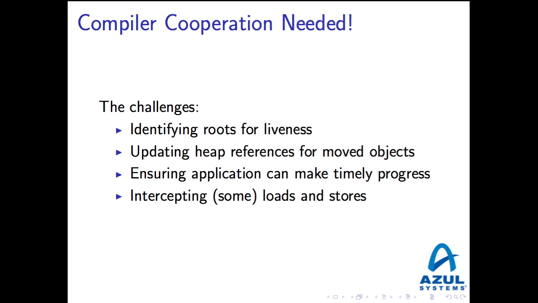First, we simply need to be able to identify the roots for that liveness search in the compiled code. Secondly, if the GC decides to go ahead and move one of those objects, we need to make sure that the compiled code can see that move and not access the old location of that object. Third, we'll need to ensure that the compiled code and the GC can synchronize on a regular basis so that both can make timely progress. And then finally, we'll need to intercept some loads and stores to perform GC-specific actions at the time of the load or at the time of the store. I want to note that last point is the topic of load and store barriers. We're not really going to talk about that much today. We're going to focus on other topics instead.